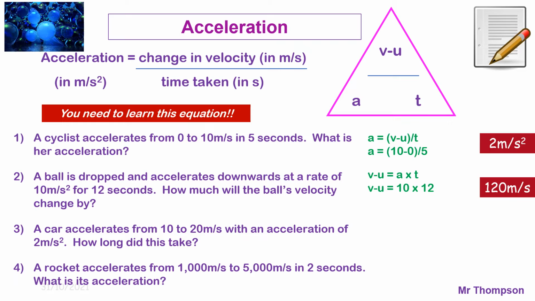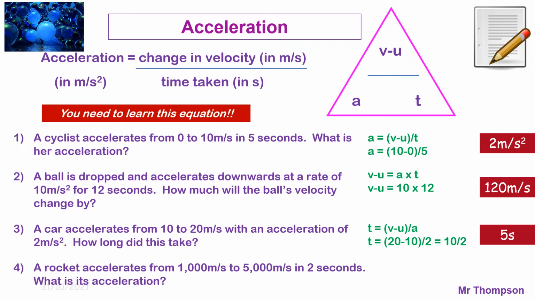Number 3, a car accelerates from 10 to 20 meters per second with an acceleration of 2 meters per second squared. How long did it take? So you need the equation for time. Time would be change in speed or change in velocity over acceleration. The change in velocity would be from 10 to 20, so it would be 10. Divided by 2 would give you a time of 5 seconds.